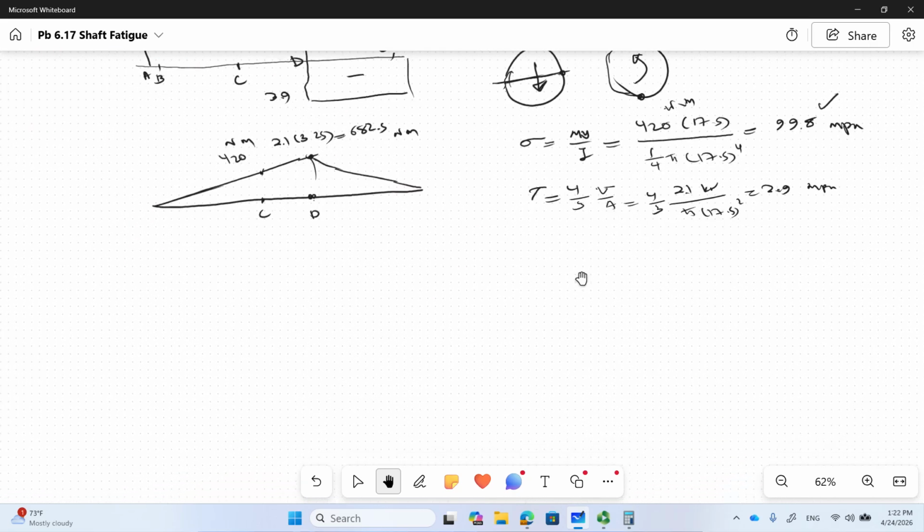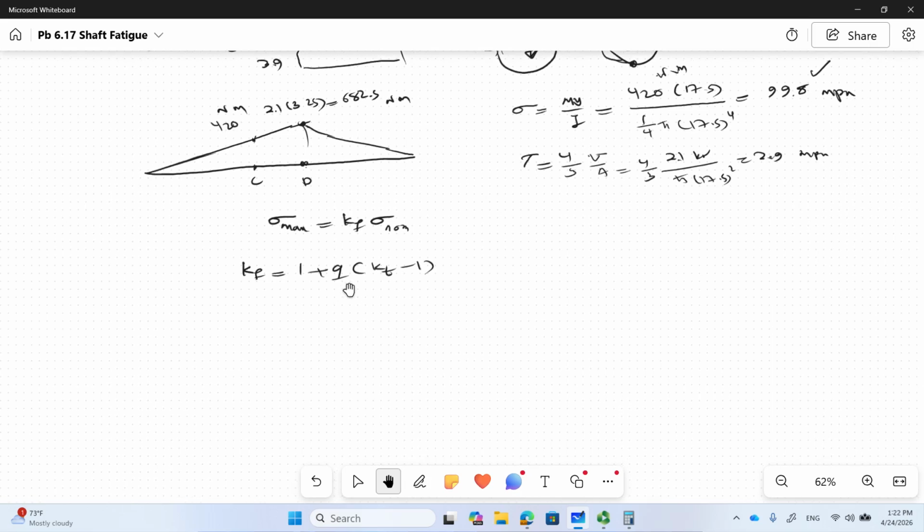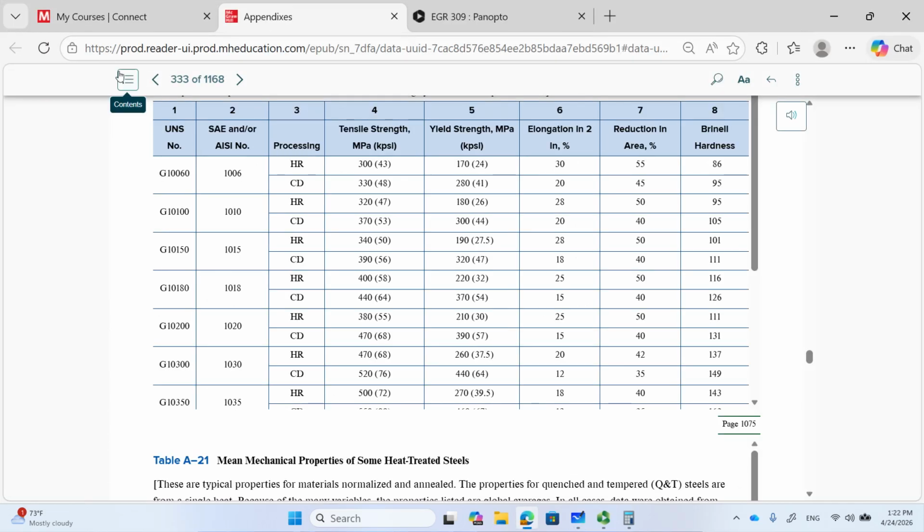But for fatigue application, you remember we need to find Kf. Because sigma max is going to be Kf times sigma nominal, that we found, assuming no stress concentration. So we need to find the Kf. Kf, on the other hand, you guys know, is 1 plus q times Kt minus 1. q was the notch sensitivity factor. We need to look it up from the graph. So let me show that first.